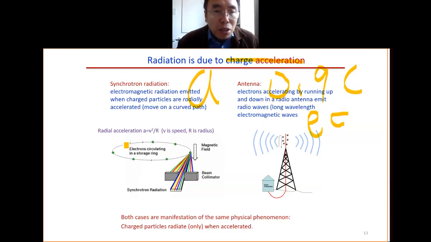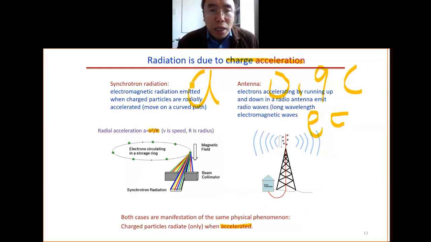For the case of synchrotron radiation, the electron moves in a circular fashion, so the acceleration is given by a = v squared over r. Then there will be emission. For a radio antenna, the electron moves up and down. When the electron moves up and down, there is also acceleration, and then there will be emission of the electromagnetic wave. It is the same idea. Only when a charged particle gets accelerated will there be radiation. Otherwise, there will be no radiation.